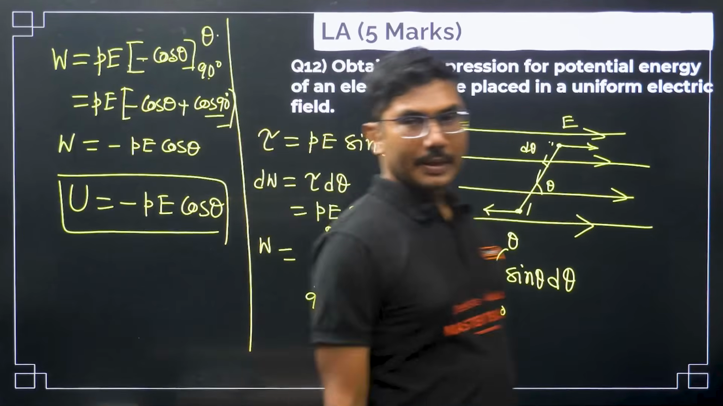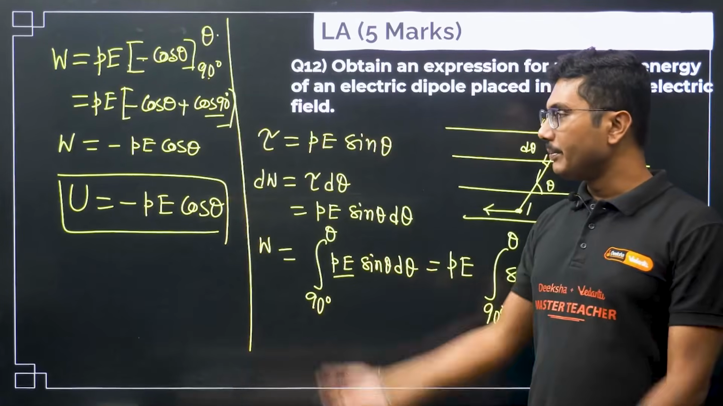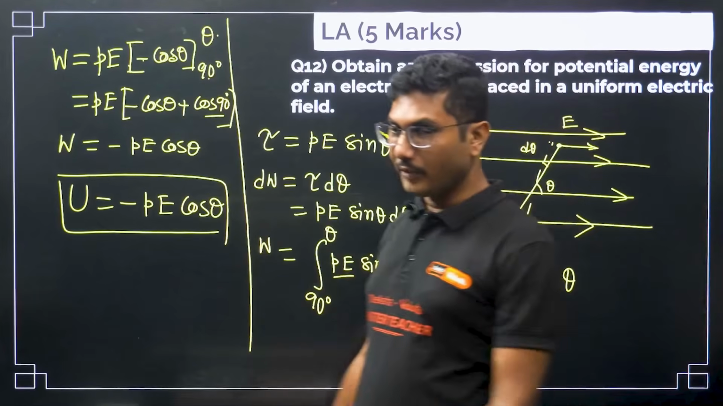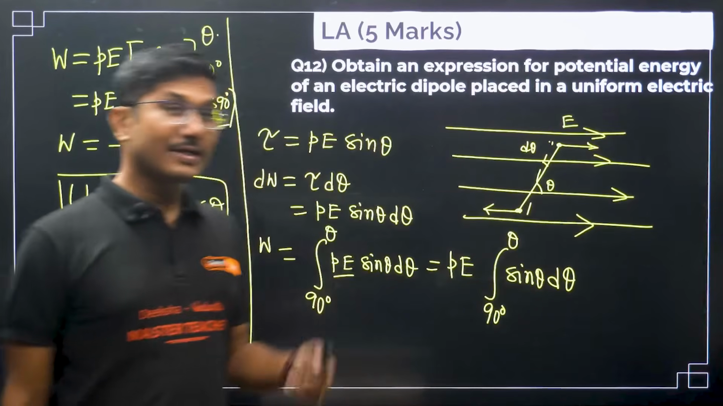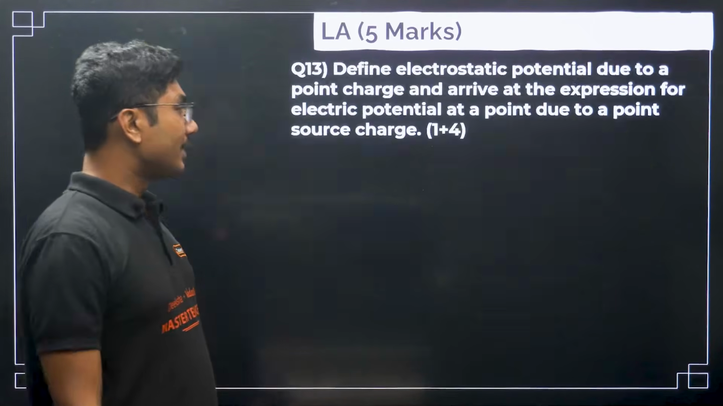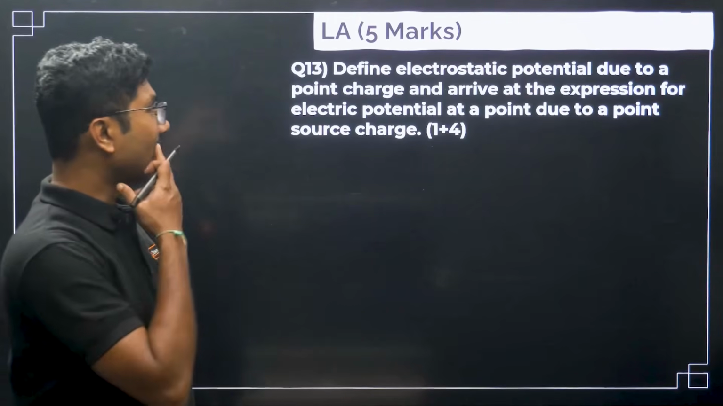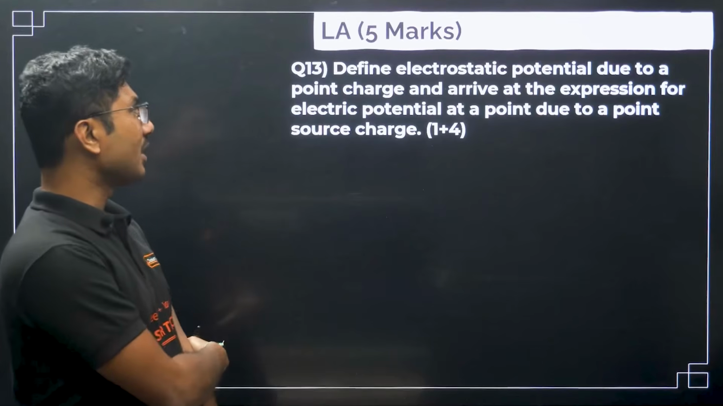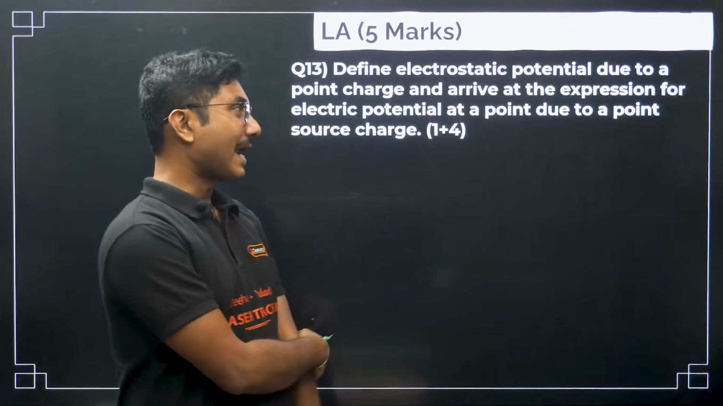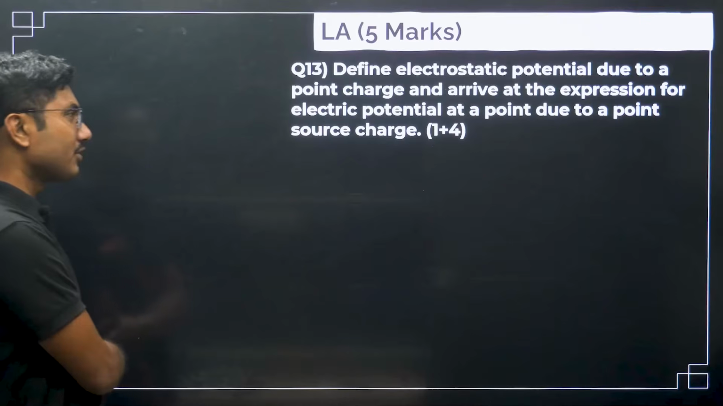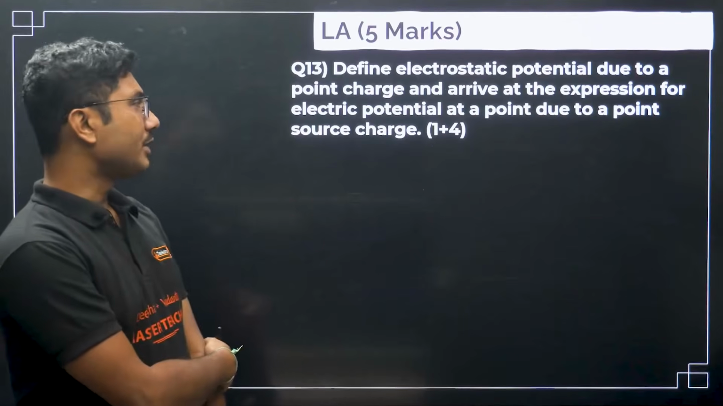Okay, maybe you will find it difficult. We will repeat this process once more when you have done the integration fully, so that you don't miss out on that thing. Now, define electrostatic potential due to a point charge and arrive at the expression for electric potential at a point due to a point source charge.